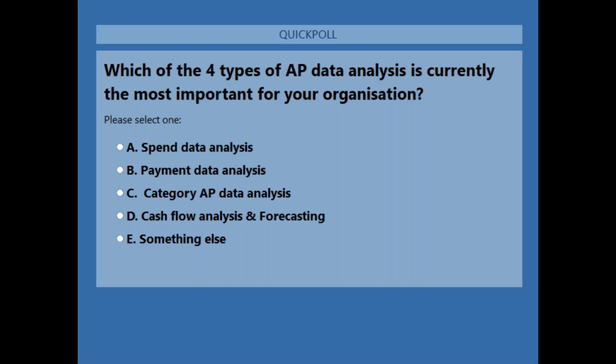Which of the 4 types of AP data analysis is currently the most important to your organization? You have A, spend data analysis, B, payment data analysis, C, category AP data analysis, or D, cash flow analysis and forecasting. If you have another key area of data analysis, especially when we're focusing on our accounts payable, feel free in the chat to say E, something else, and share with us. So I already see that there are some people responding back, so we'll give everyone a moment.